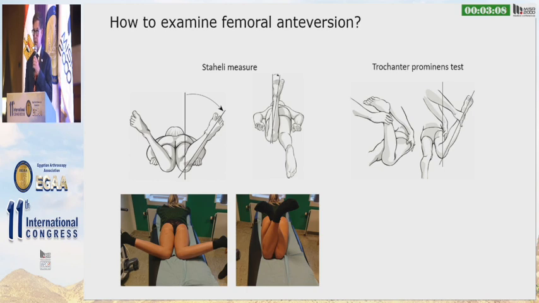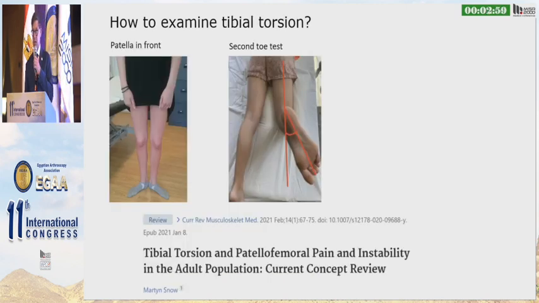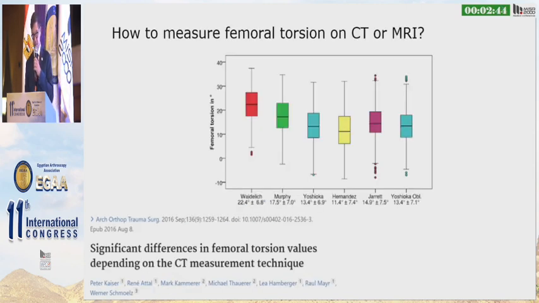If it's obvious, it's easy to see, but in many cases, it's when I do the CT or MRI, I realize that there is increased femoral anteversion. And similar with the tibial torsion, you can use this second toe test, or you can ask the patient to put the patella in front as the picture on the left, and you will notice that something is clearly strange. So this has huge importance.